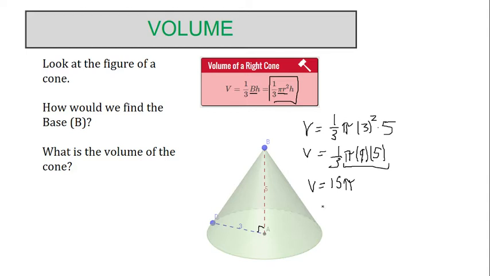If we want the exact value like this, then we simplify everything except for the pi, which I did here. So this would be what we'd call the exact volume, left in terms of pi. Then if I want the decimal equivalent, I can go ahead and multiply 15 times 3.14. And then we get that the approximate volume of this cone is 47.1 cubic units.